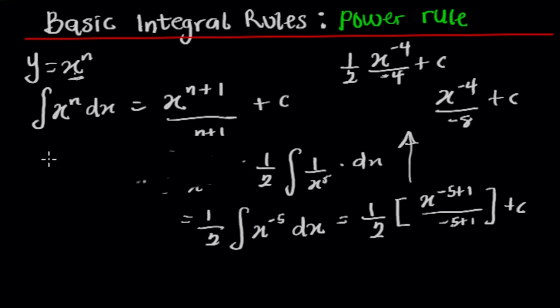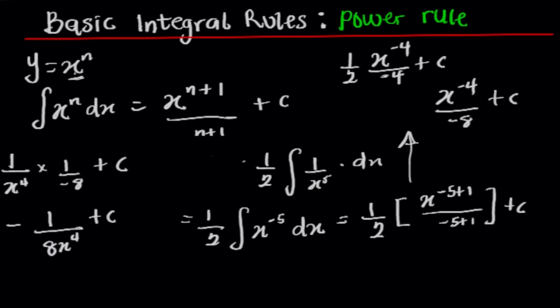Now let's go ahead and simplify the expression here. Since we're having x to the power of minus 4, I can write everything here as 1 over x to the power of 4. Then this is going to be divided by minus 8, or multiplied by 1 over minus 8, plus c. So if I simplify this, I'm going to have minus 1 over 8x to the power of 4 plus c. This is exactly what I'm going to be having, because I bring out the minus here, then I bring out the inverse here. So this is basically the answer to the question.